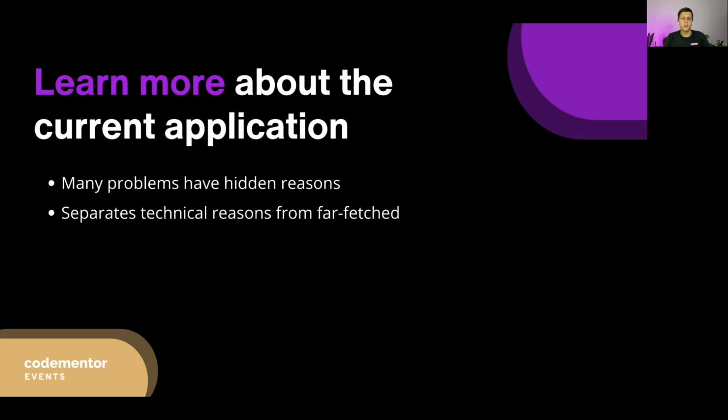The next one is learn more about the current application before you start refactoring. This statement is based on the idea that many unclear decisions and patterns that you see in the current application have hidden reasons. And there are also many hidden issues and challenges that you currently just don't know about. In addition, it helps separate realistic reasons from far-fetched ones.